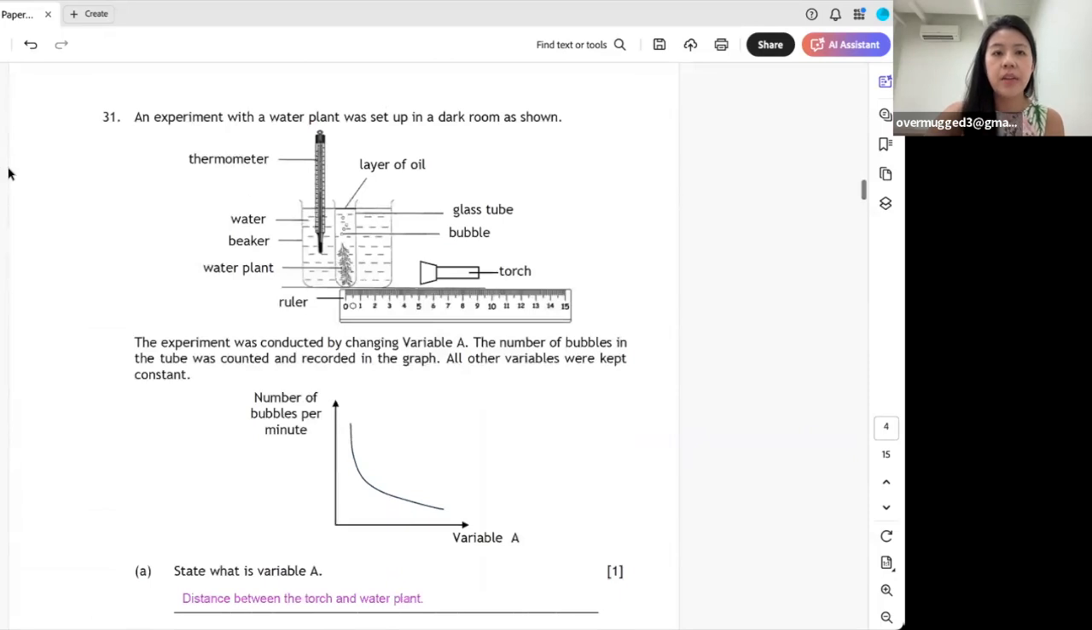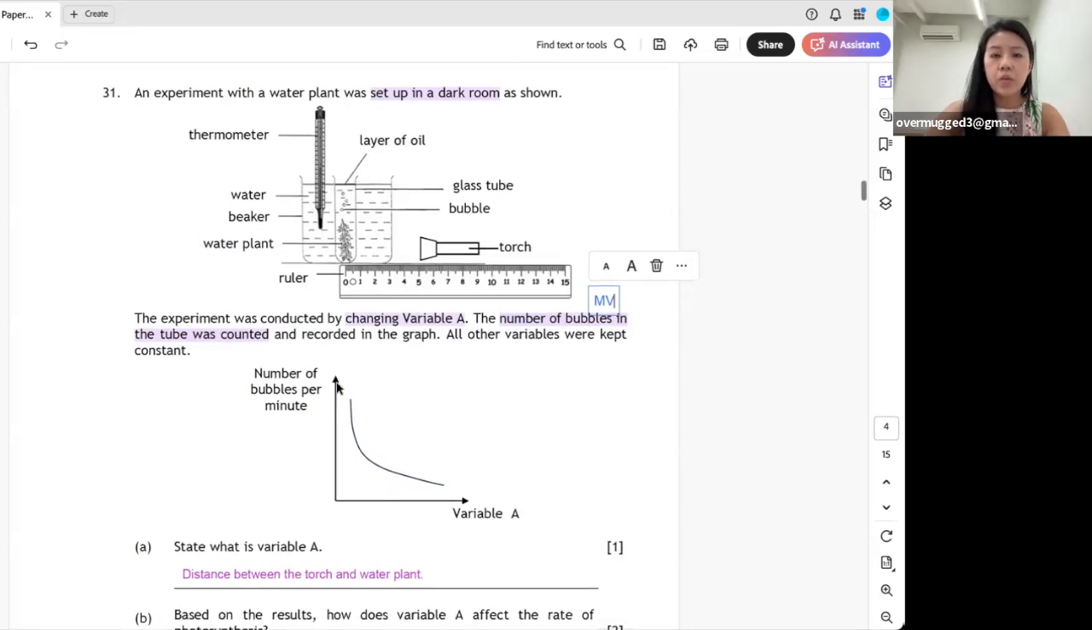Question 31, you have an experiment with a water plant set up in a dark room. You've got a thermometer, oil, a water plant, and so on and so forth, and then the glass tube with bubbles. So look at the diagram carefully. Now the experiment was conducted by changing variable A. We do not tell you what variable A is. You're supposed to conclude it yourself. The measured variable here would be the number of bubbles. So let me just label it down. This is our MV. We are measuring how many bubbles are produced. All other variables were kept the same.